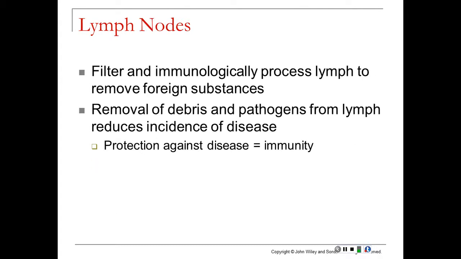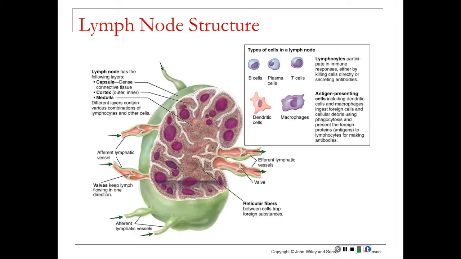Lymph nodes are responsible for filtering and performing special immunological processes to remove foreign substances from the lymph. Removal of debris and pathogens from the lymph is going to ultimately reduce the incidence of disease. Once you have protection against disease, you have immunity.